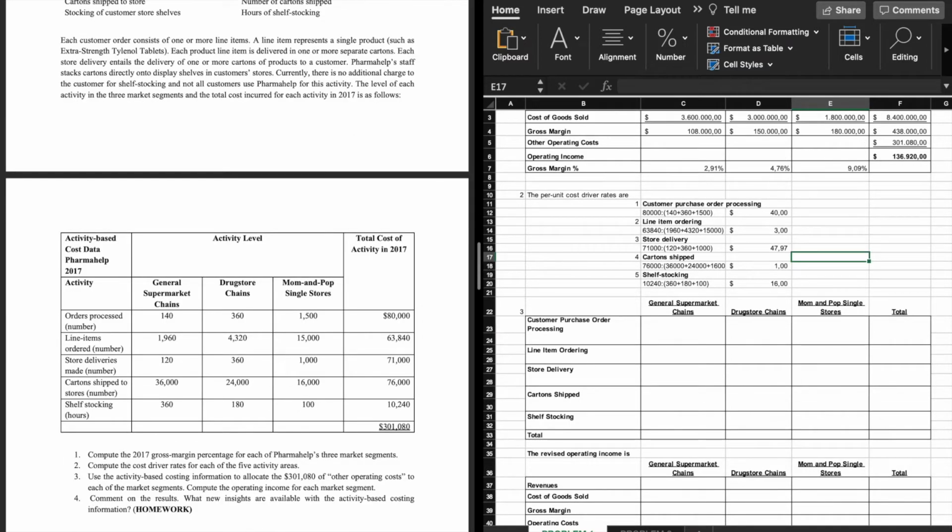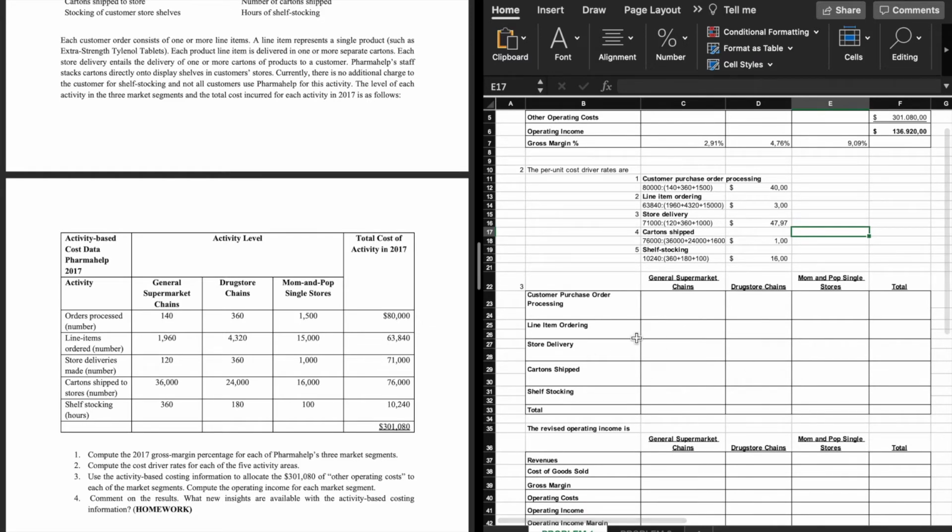Next, for the third question, we are asked to use the ABC system. With the ABC system, we can identify the operating income for each market segment because we already calculated the cost driver rates for each activity. It allows us to allocate the operating costs based on the activities. First, we need to calculate the cost of activities for each market. Here, we can just multiply the activities in each segment by the cost driver rates per unit.